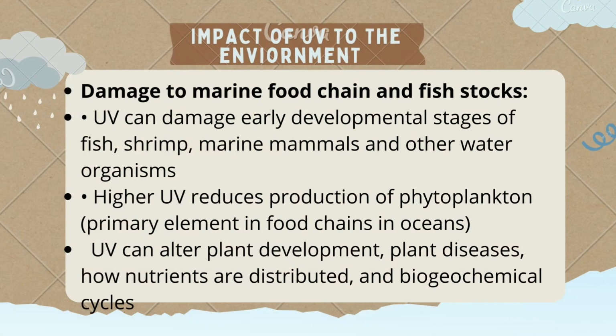Impact of UV to the environment. Damage to marine food chain and food stocks. UV can damage early developmental stages of fish, shrimp, marine mammals, and other marine organisms. Higher UV reduces production of phytoplankton, which is the primary element in food chains in oceans. UV can alter plant development, plant diseases, how nutrients are distributed, and biogeochemical cycles.